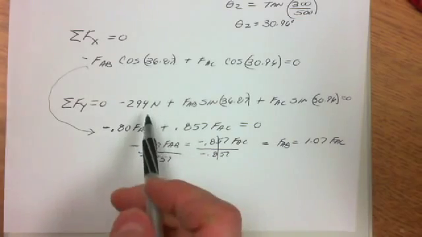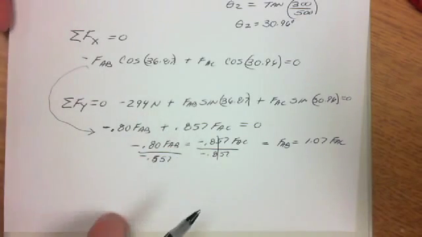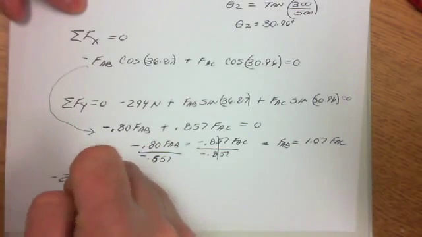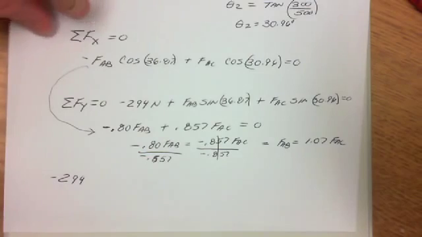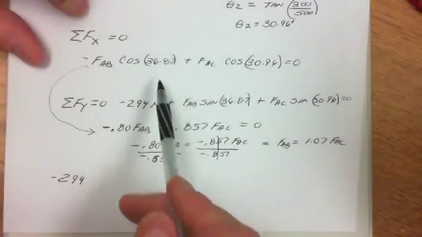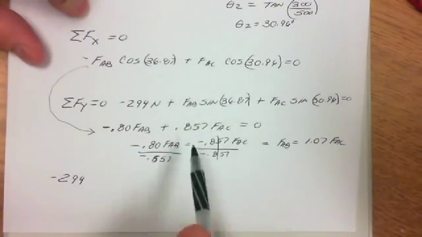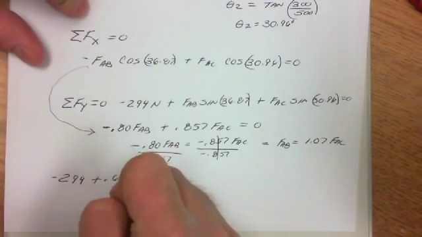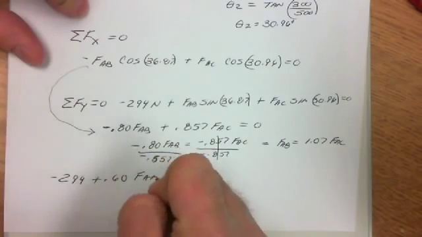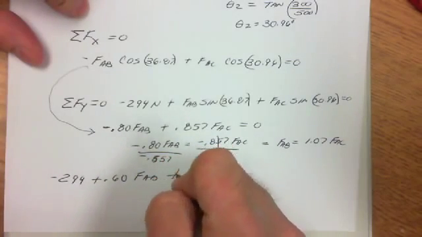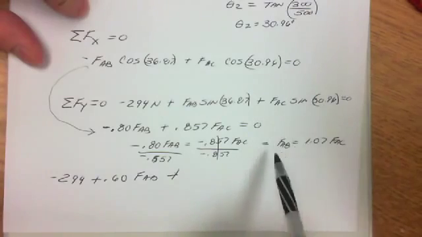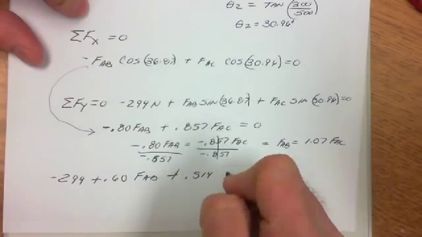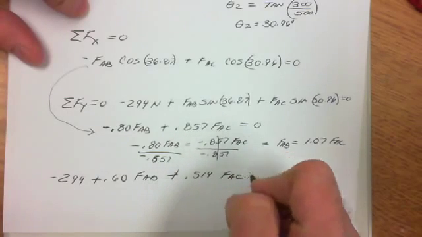Now I'm going to work with this force, but I'm going to go ahead and do my trig values, and I'll show you what to do. So I'm going to take negative 294. I'm going to take the cosine. I'm sorry, take the sine of 36.87. That's going to give me 0.6. So that's going to give me 0.60 FAB. And then I'm going to add that to the sine of 30.96, which is 0.514 FAC. And we're going to set that equal to 0.